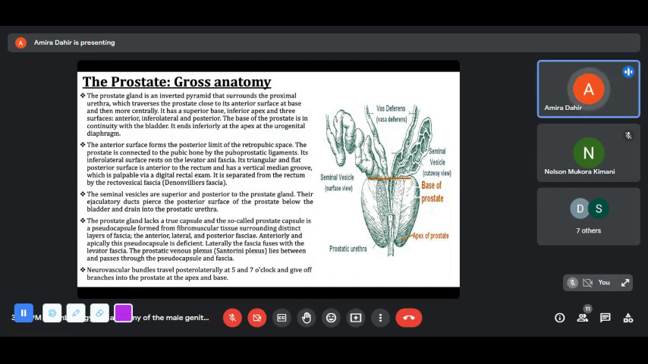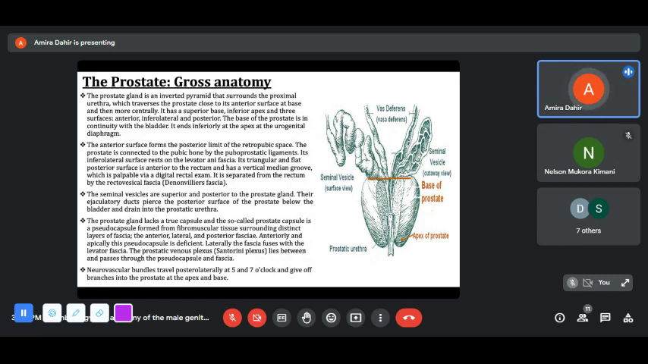On gross anatomy, the prostate is an inverted pyramid that surrounds the proximal urethra, which traverses the prostate close to its anterior surface at the base and then more centrally. It has a superior base, inferior apex, and 3 surfaces, meaning the anterior, inferolateral, and the posterior. The base of the prostate is in continuity with the bladder, and it ends inferiorly at the apex of the urogenital diaphragm.